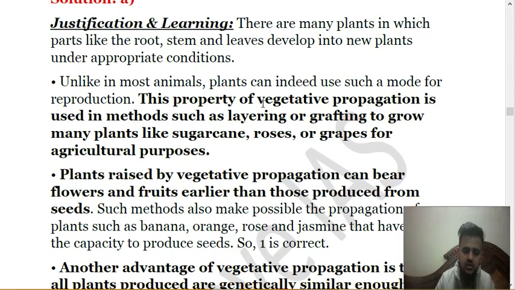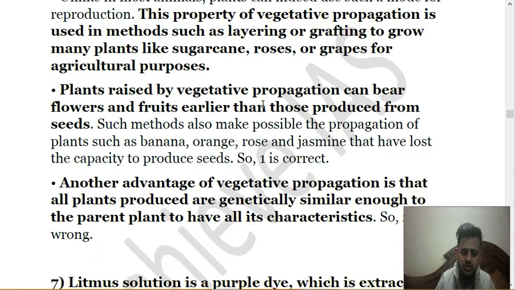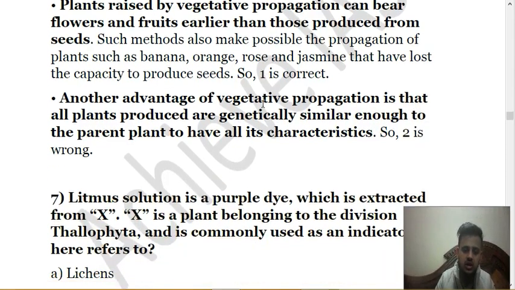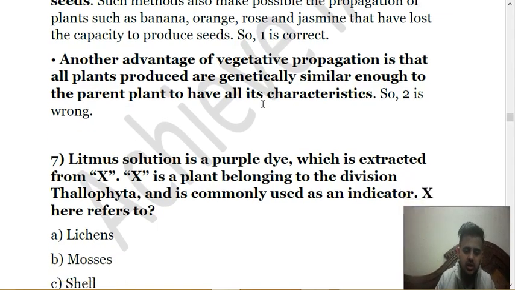And plants raised by vegetative propagation can also bear fruits and flowers earlier than those produced from seeds. So this is about your explanation part. And also, in this vegetative propagation, the produced plant is genetically similar to the parent plant. And let's move on to the seventh question.